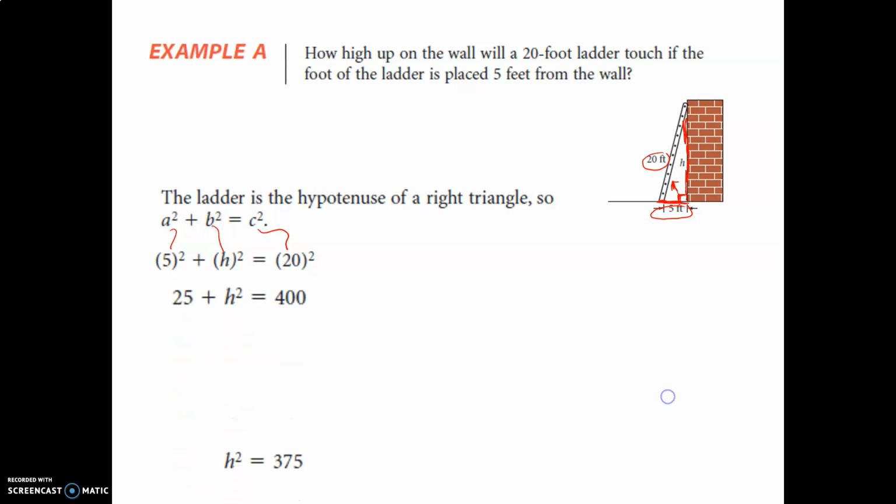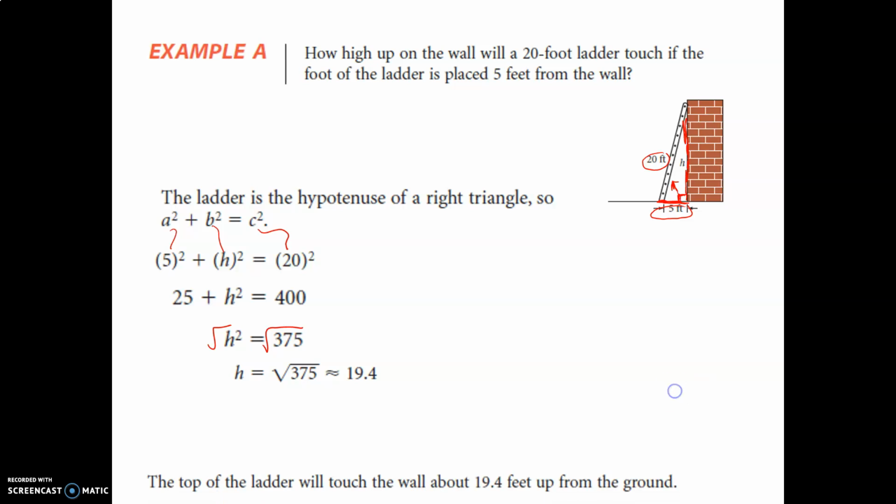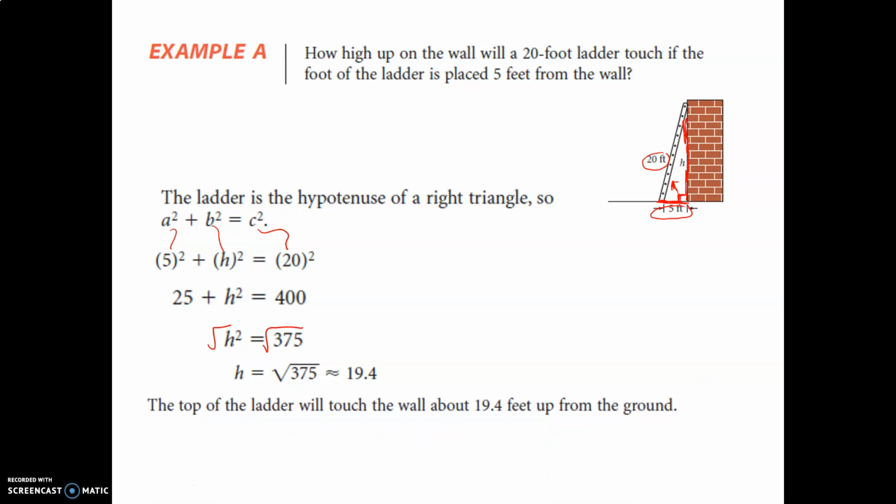25 plus H squared is 400. Subtract 25 from both sides, and take the square root of each side in order to get H alone. And I get the square root of 375, or 19.4. So the ladder will touch the wall about 19.4 feet up from the ground.